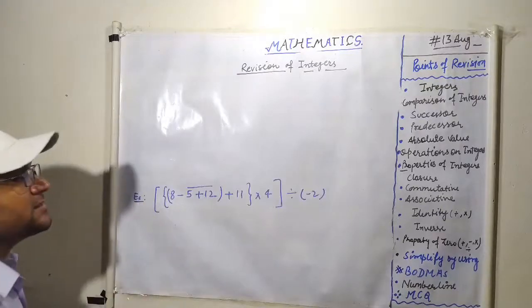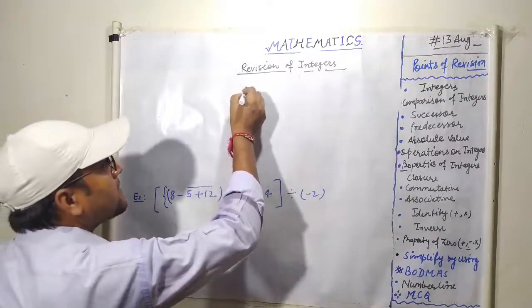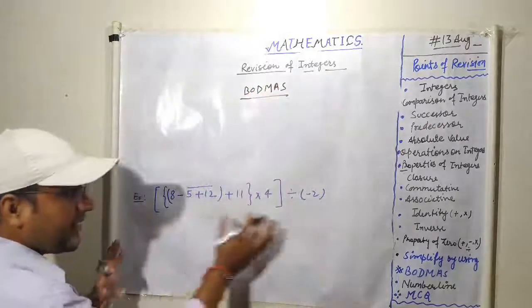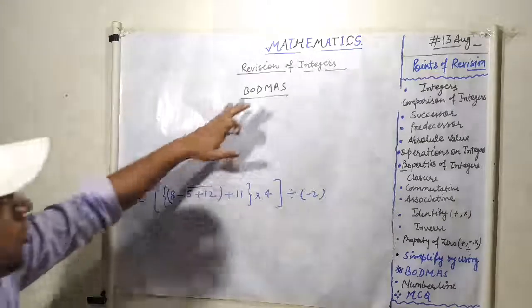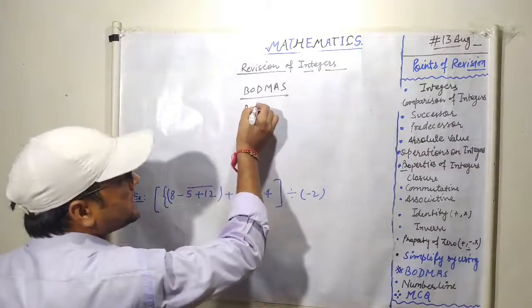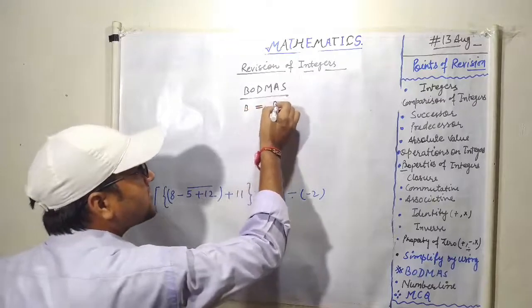Students, BODMAS. When you are going to simplify an expression, you always use BODMAS. BODMAS: B stands for brackets.